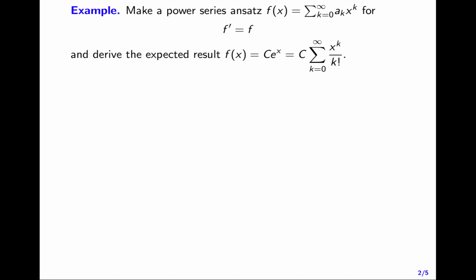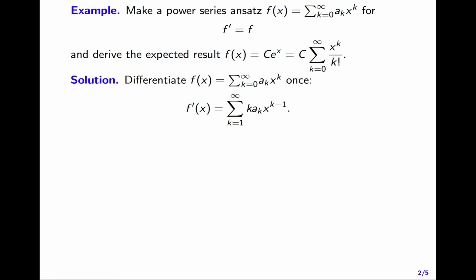The purpose of this example is not to derive anything new, but just to see how some manipulations with power series inside a differential equation would work. So let's do that. Let's guess that f has this power series form. If so, we need to know what f prime is. So then f prime of x, just by our rules for differentiating power series, will be the sum from k equals 1 to infinity of k times ak times x to the power k minus 1.